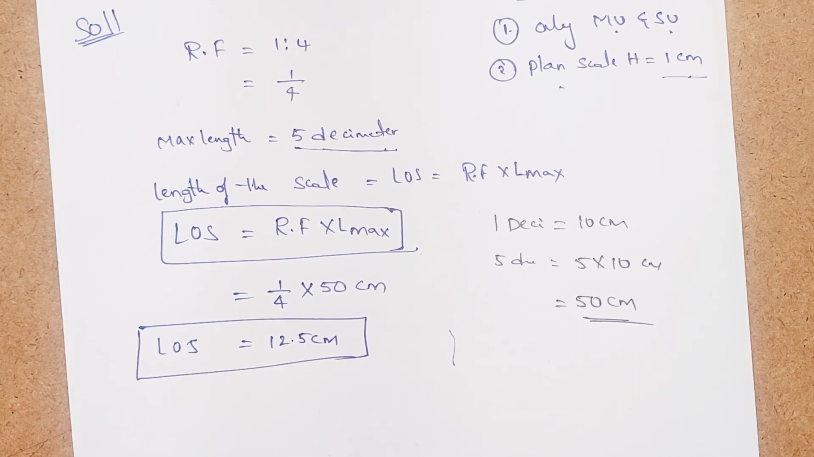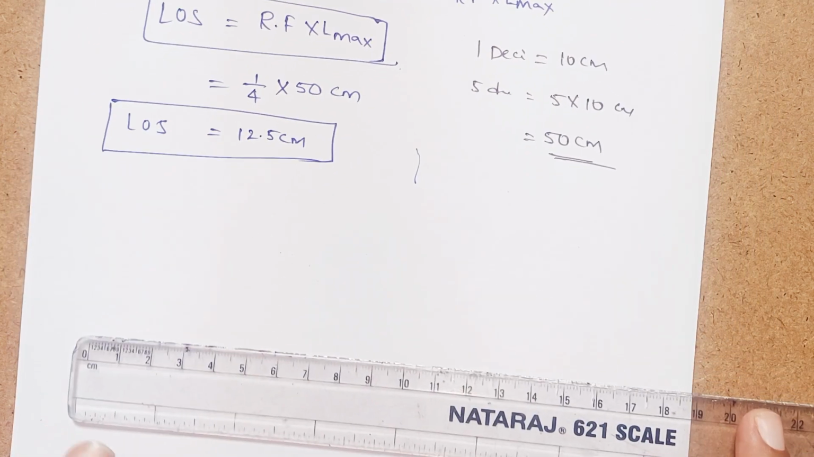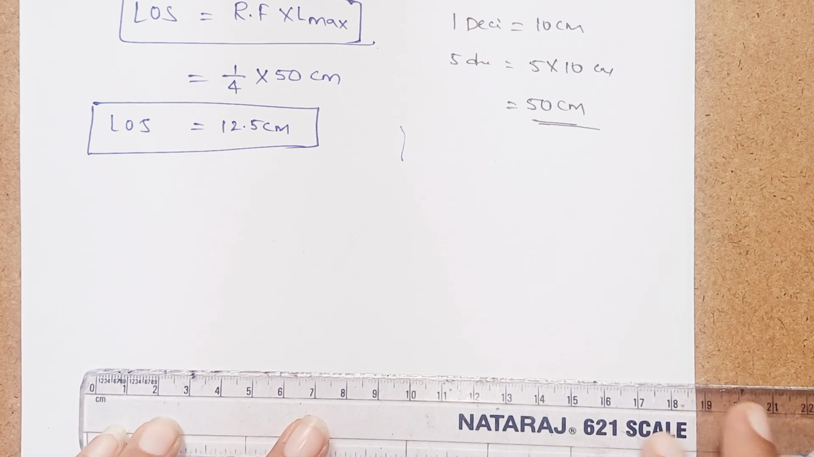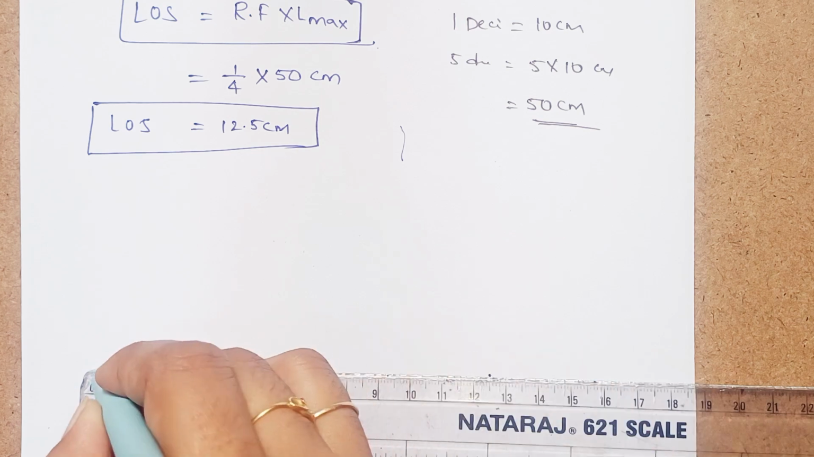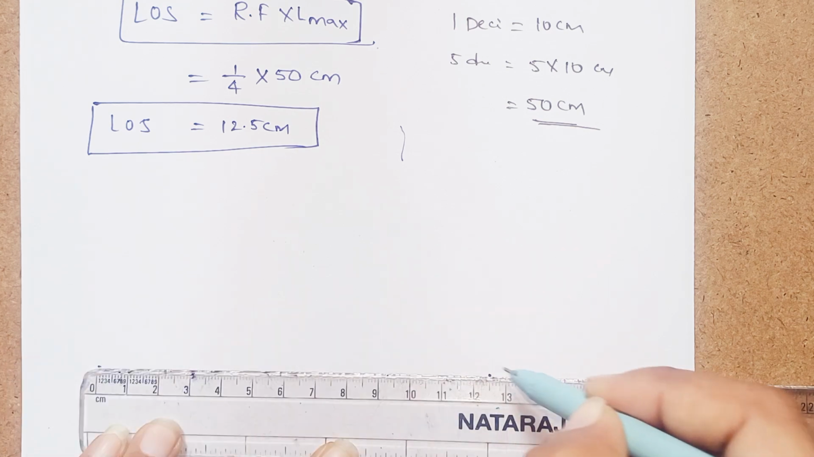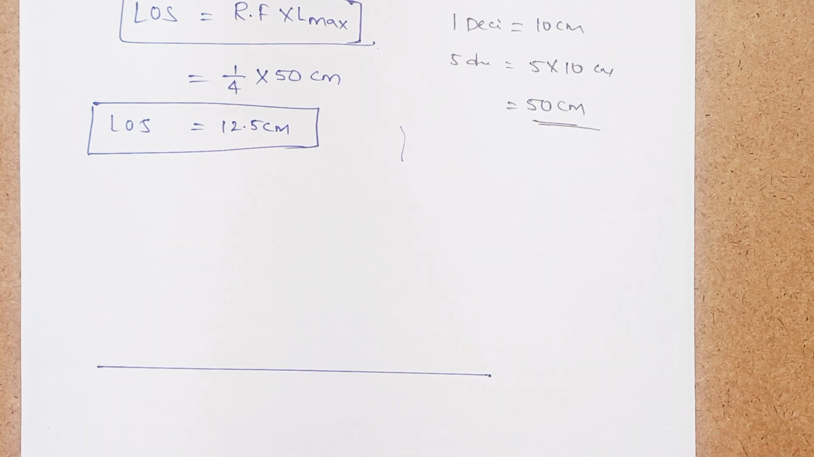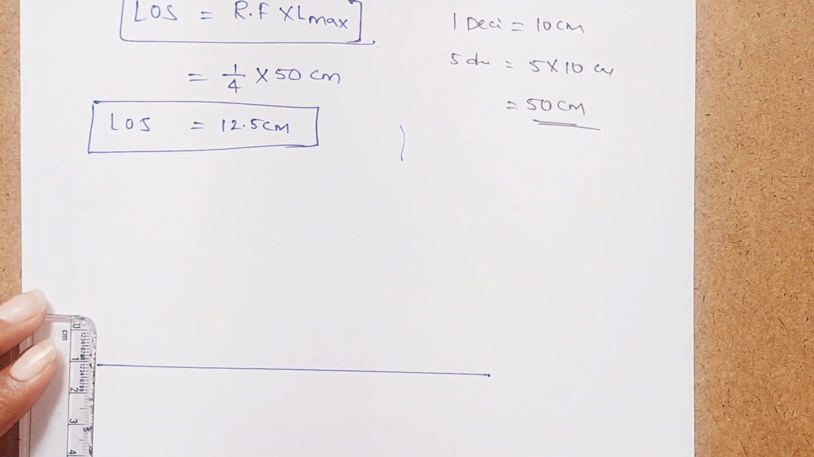12.5 centimeter. Now take the scale and pencil and first draw the length of the scale. How much is the length of the scale? 12.5. So 0 and here 12.5. Draw the length of the scale. And the next rule is to draw the height of the scale, which is only 1 centimeter.